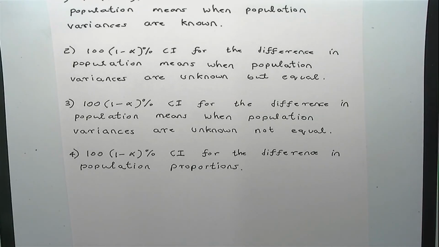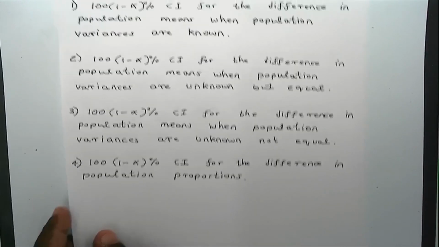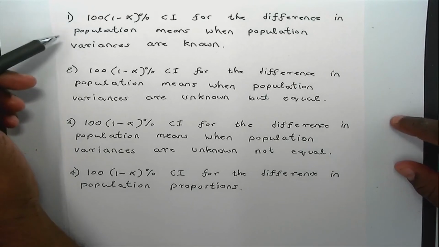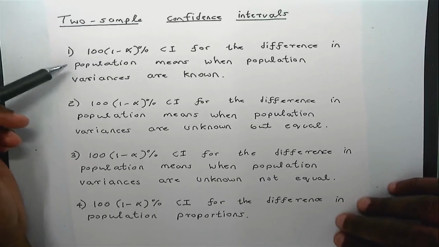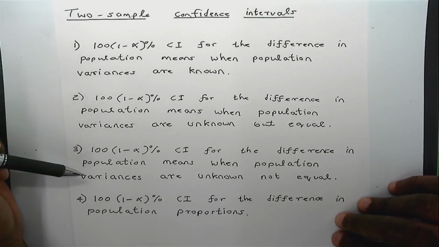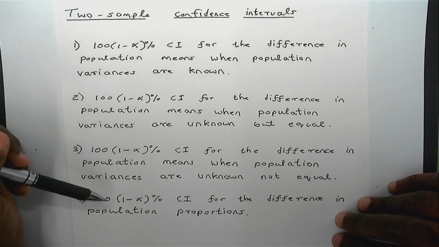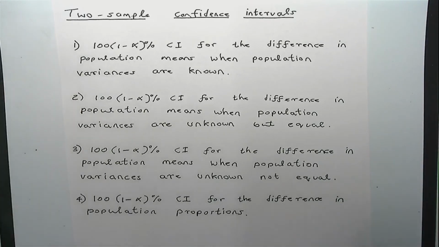So in each of these 4 cases, I will give you a confidence interval. I will show you the derivation for the first of the 4 cases. For the 3 remaining cases, I will just write down the formula for the confidence interval, but will not show you the derivation. But for the first one, you will need to know how to derive it.